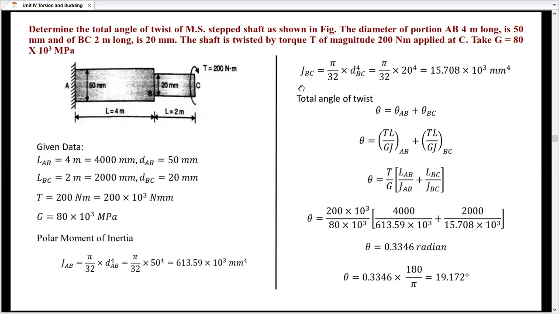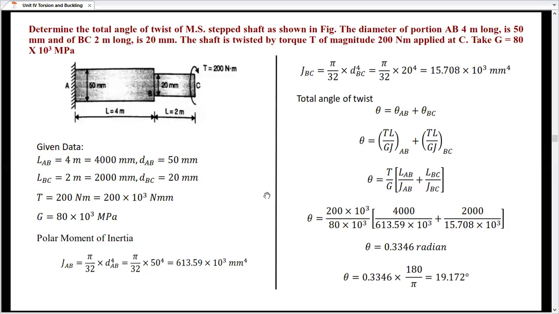Whereas polar moment of inertia for section BC is pi by 32 d raised to 4 BC. That is pi by 32 into 20 raised to 4, which is 15.708 into 10 raised to 3 mm raised to 4. So what we have discussed, the angle of twist for that shaft is nothing but addition of theta for section AB plus theta for section BC. So you can calculate theta value, TL upon GJ at AB plus TL upon GJ at section BC.